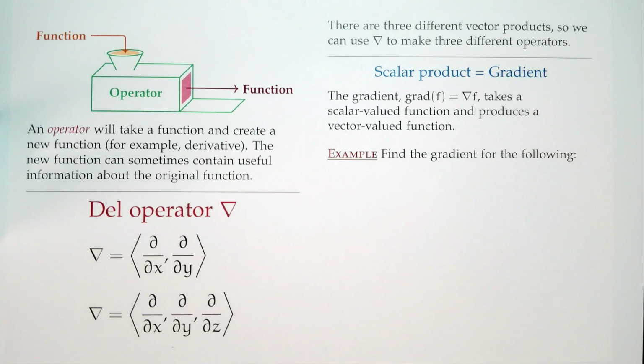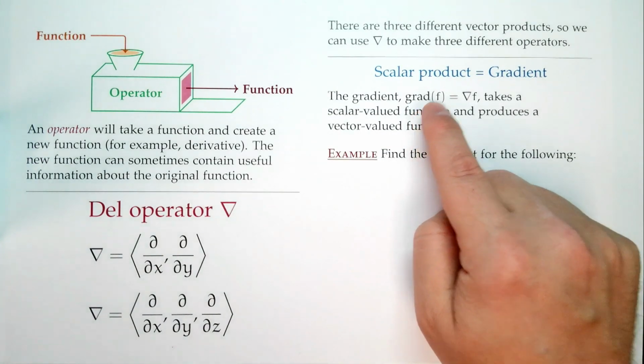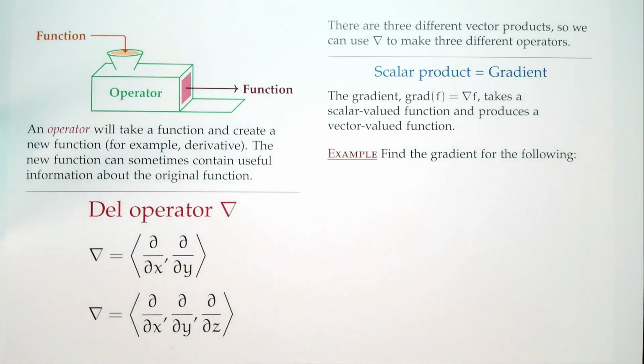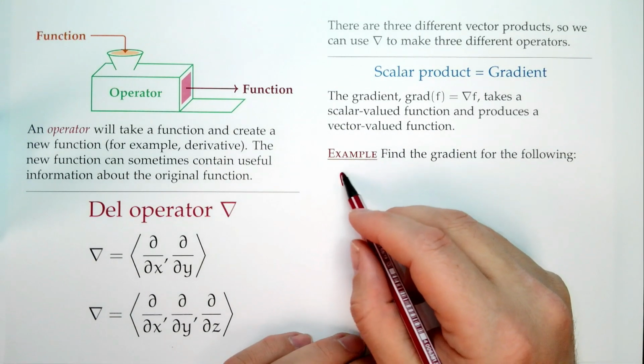So the first one is the one that we already are familiar with, which is the scalar product. So the scalar product, sometimes called the gradient of f, which we have the notation del f, takes a scalar valued function and produces a vector valued function. Now this is the one we're most familiar with because we've been working with it for a while now, so it should hopefully have the fewest surprises. In other words, we've seen it before, and of course, we'll probably see it again.